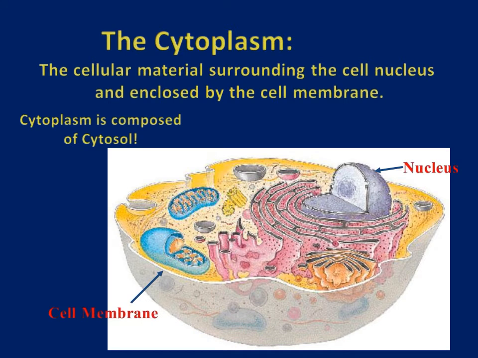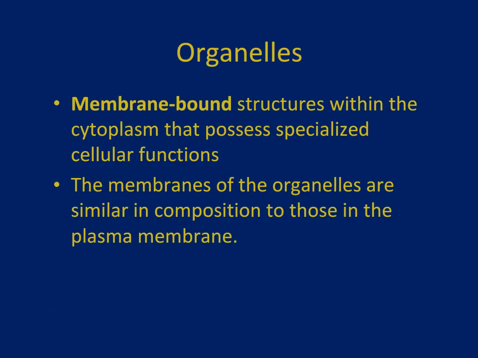So everything that is inside the cell membrane is considered part of the cytoplasm. The cytoplasm includes the cellular jelly or cytosol, and it also includes the organelles such as the endoplasmic reticulum, the mitochondria, etc. So organelles are membrane-bound structures within the cytoplasm that possess specialized cellular functions. The membranes of these organelles are similar in composition to the cell membrane. That is, they tend to be made of a layer of phospholipids.